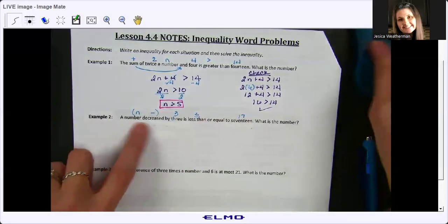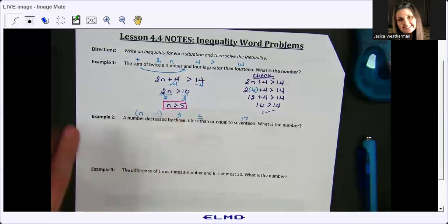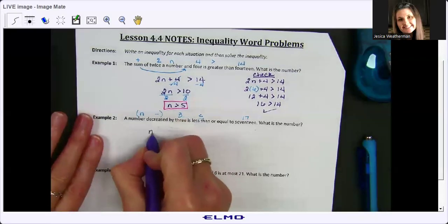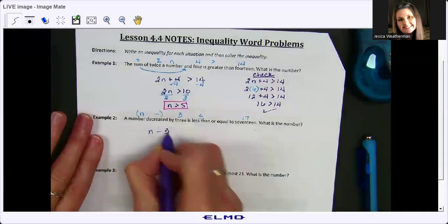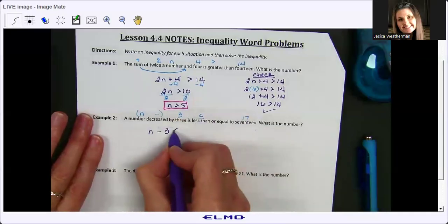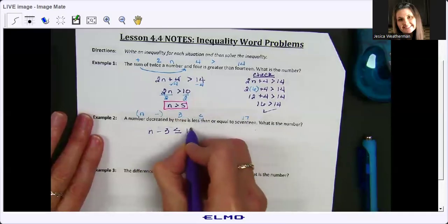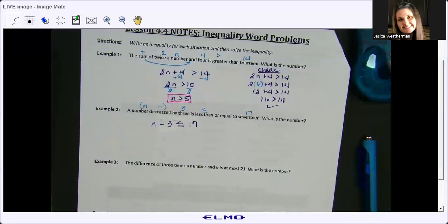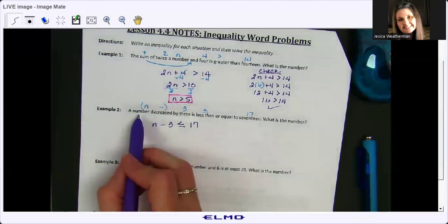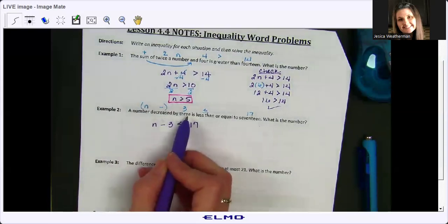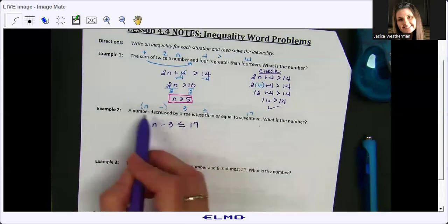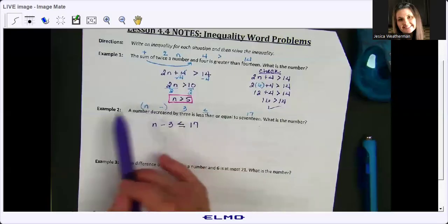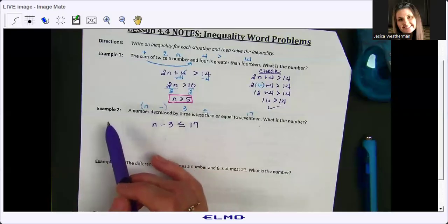The number is being decreased by 3. So a number decreased by 3 is less than or equal to 17. Why is it that? Because this number is being decreased by 3. If it were to say 3 is being decreased by a number, you would switch it.